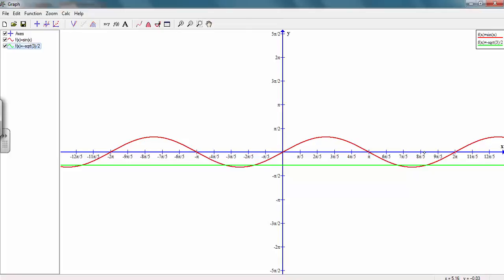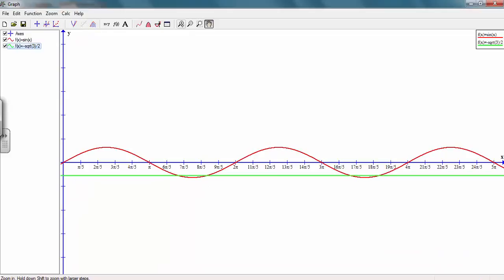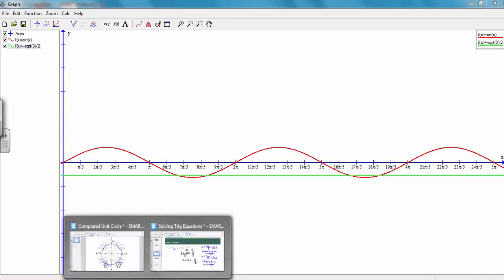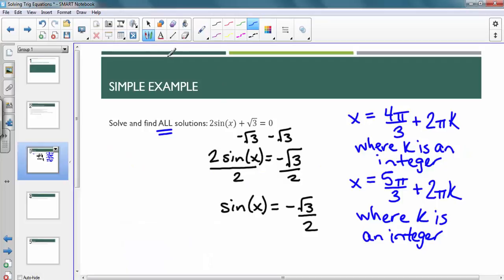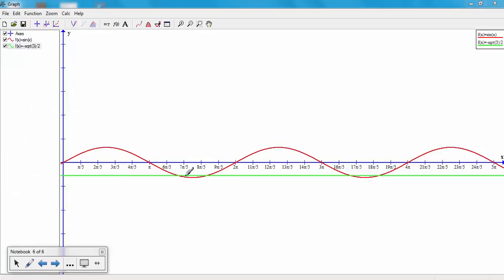So by adding the multiples, what we're saying is, here is my first solution. Let me see if I can write on this. Here is my first solution of 4 pi over 3. Here is my second solution of 5 pi over 3.